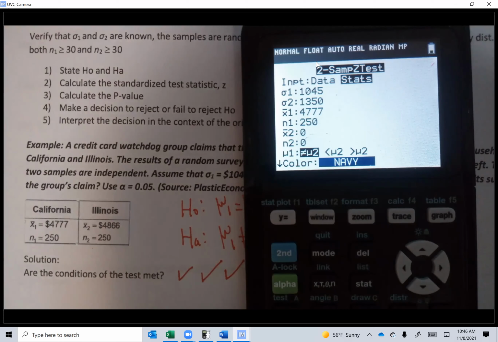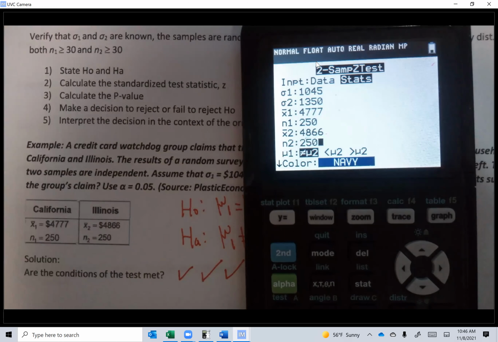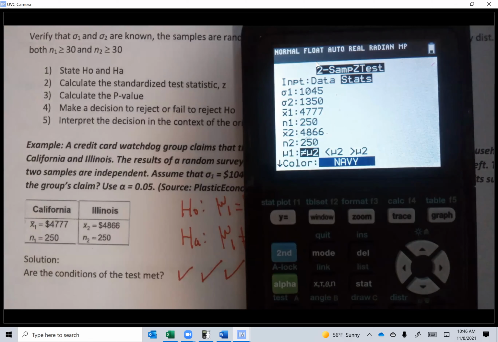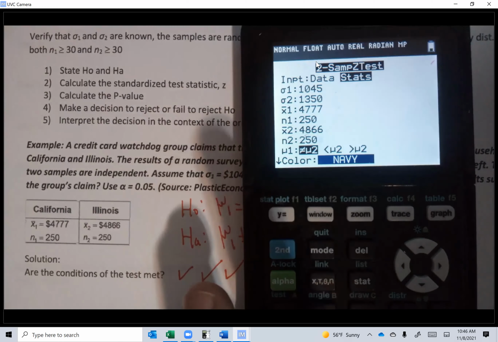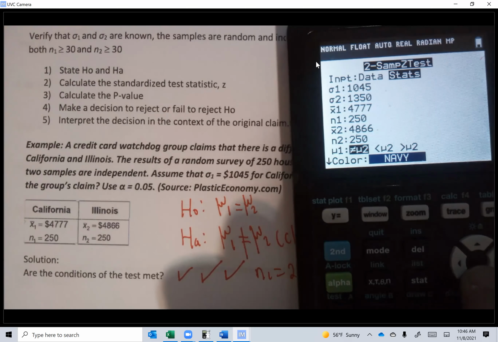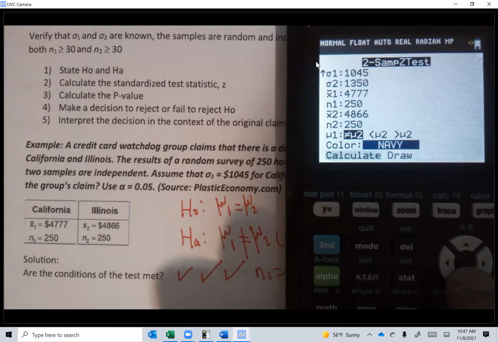Please stop me at any time, guys, if you have any questions. N2 is 250. And would a student please tell me which sign do I select before I calculate? First, second, or third? First. First, thank you. Does everyone agree, guys, with that? It's not equal to? Yeah. I agree too.